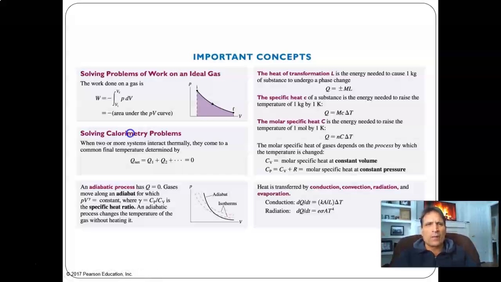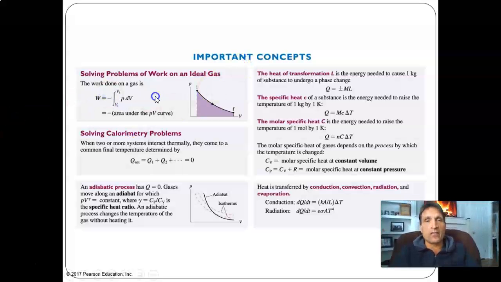Some other concepts, we went over work. The work done on a gas. Okay, well, we take the area under the curve, the PV curve, and if I is the initial state, F is the final state, and the process goes from I to F along this curve. We calculate the area under the curve, PdV, and the external work is the negative of that area.